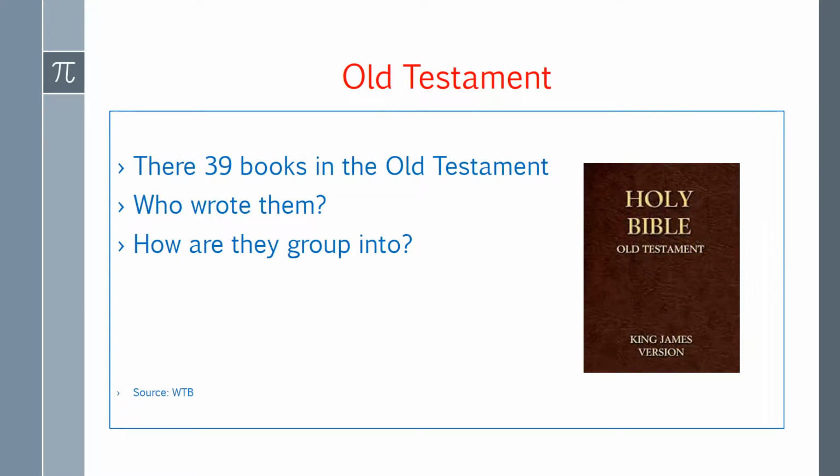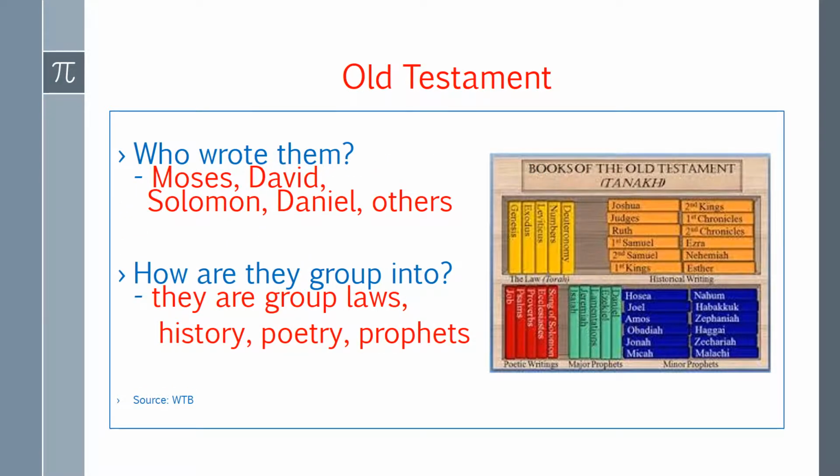Billy replied, "Now I know there are 39 books in the Old Testament, but who wrote them? How are they grouped?" So let's answer the questions. Question 1. Who wrote them? The Old Testament was written by many people, for example Moses, David, Solomon, Daniel, and others. Question 2. How are they grouped? Well, they're basically grouped into a few groups: law, history, poetry, and prophets.